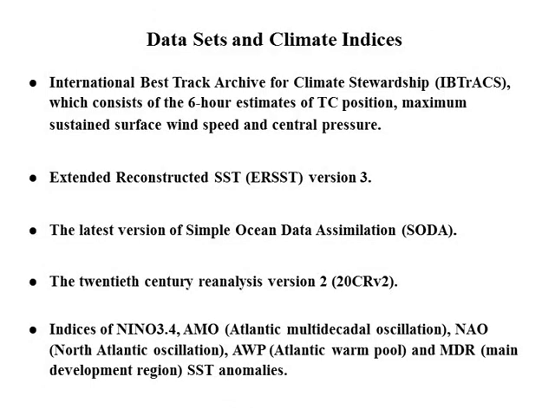Okay, so in order to study long-term variability, you need a data set, right? You need a longer data set. The data set I use here is the International Best Track TC data, which starts from 1950. For the SST data, I use ERSST. This is a very popular data set and has a long record, also starting from 1950. For ocean data, I use the SODA ocean reanalysis field. For atmosphere, I use the 20th Century Reanalysis field. And the climate indices here include Niño 3.4, the AMO index, the NAO index, the Atlantic warm pool index, and also MDR SST.